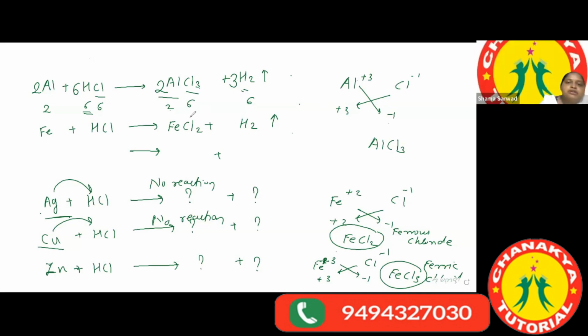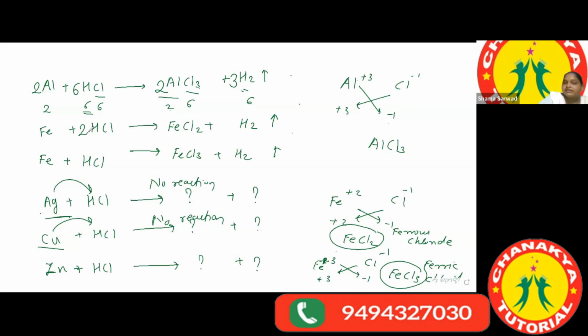Now, this is FeCl2 plus H2. And here it will be what? FeCl3 plus H2. Now, both the reactions you should balance. Again here, Fe plus HCl. How are you going to do that? It's 2 chlorine, 2 hydrogen. Hence, you have to multiply it by 2. That's it. I think balance equation. This would be the balance equation.